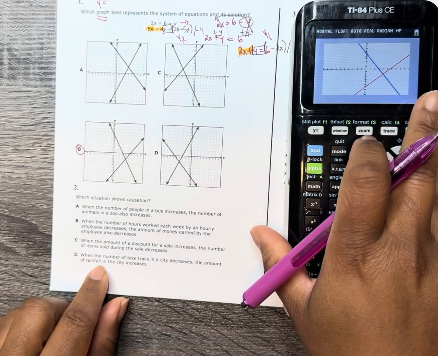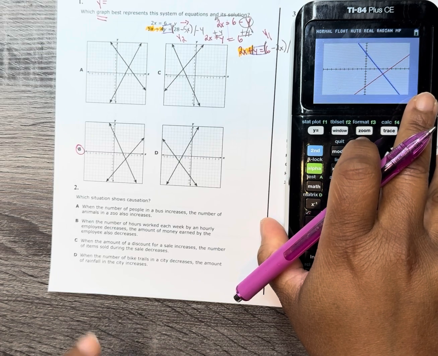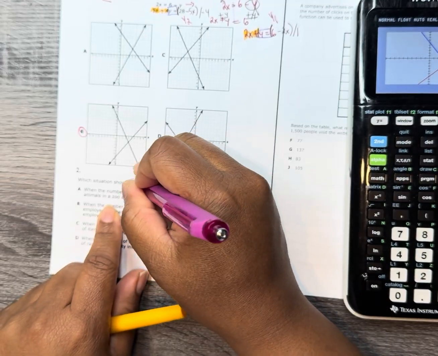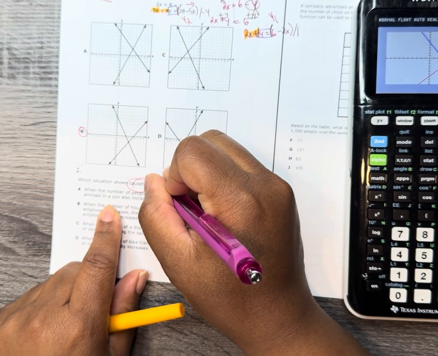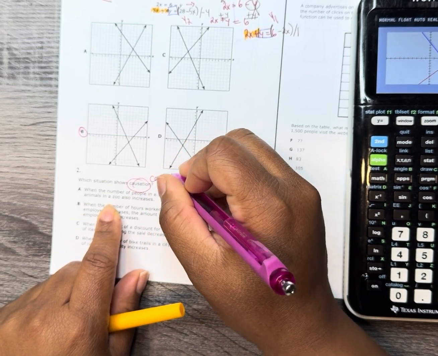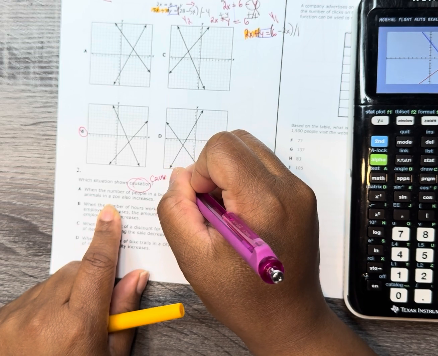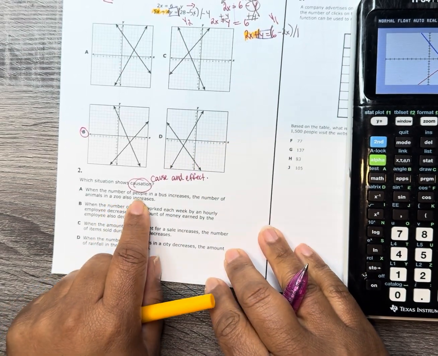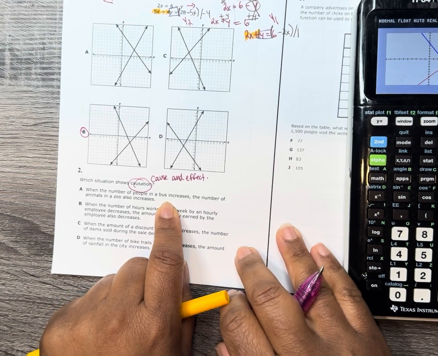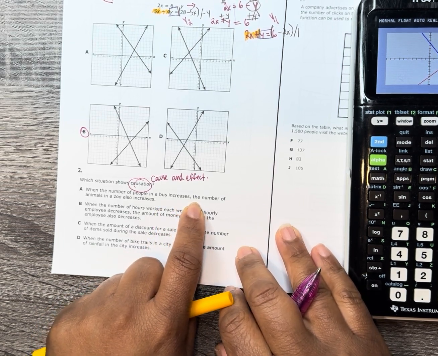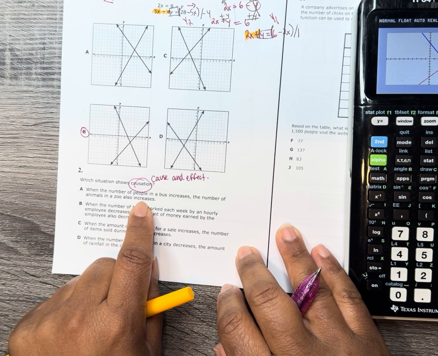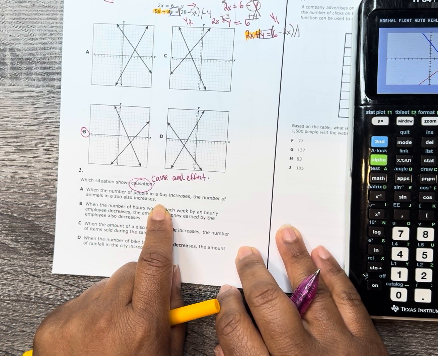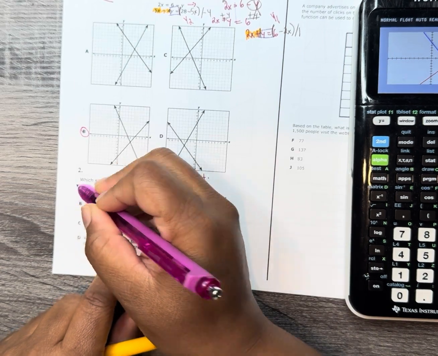All right, so first off, it says, which situation causes causation? Remember, causation just is like a cause and effect relationship. One causes the other to happen. So it's a cause and effect relationship. When the number of people in a bus increases, the number of animals in a zoo also increases. I don't think one has to do with the other, so we know that's not it.